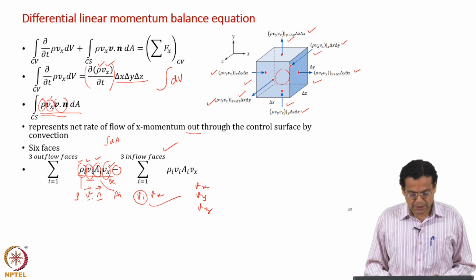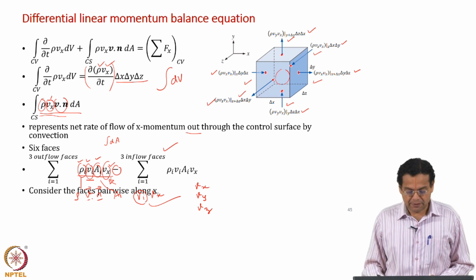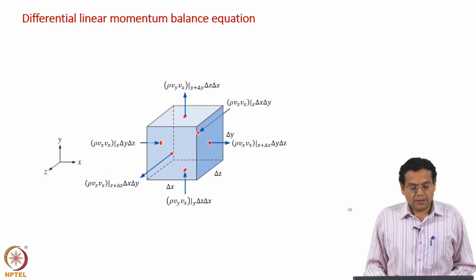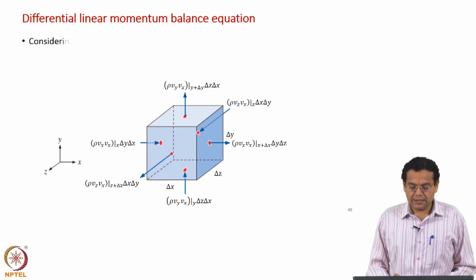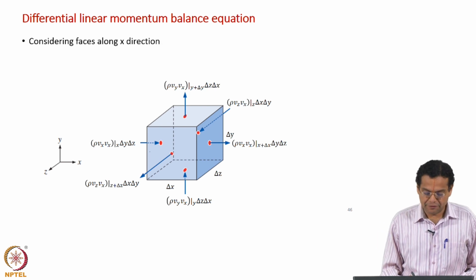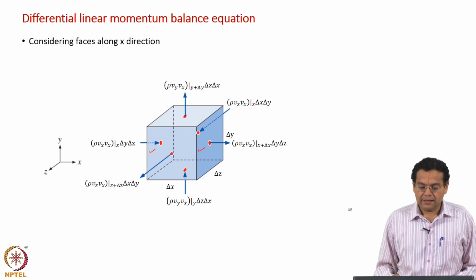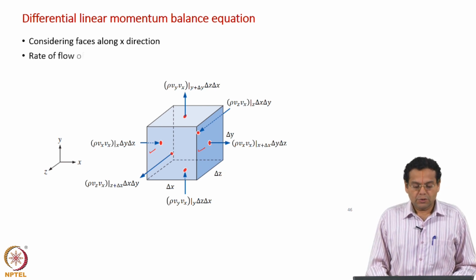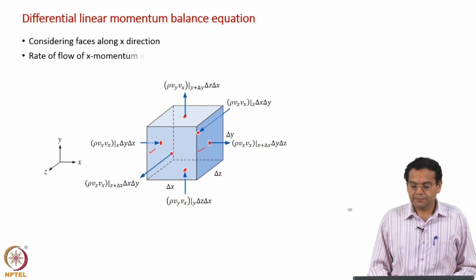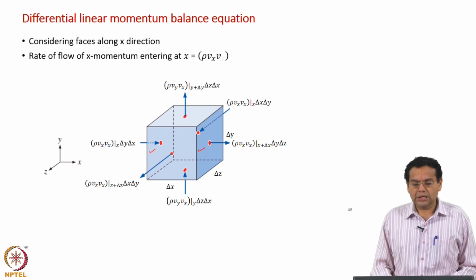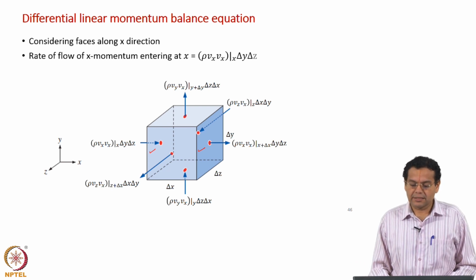Okay. So, now let us consider the phases pairwise. Considering the phases along the x direction, I am going to consider the left hand side phase and the right hand side phase. Rate of flow of x momentum entering at x is equal to rho V_x V_x delta y delta z.